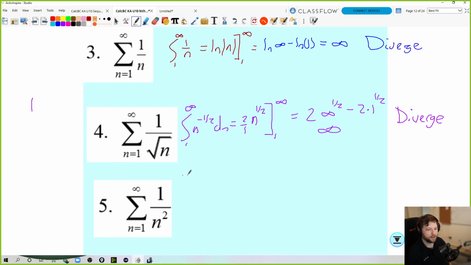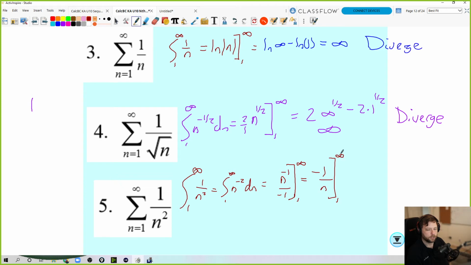And do the one down here. We integrate from 1 to infinity of 1 over n squared, which is the same thing as the integral of n to the negative 2 power from 1 to infinity. That's going to be n to the negative 1 over negative 1 from 1 to infinity, which is like negative 1 over n from 1 to infinity. We get negative 1 over infinity minus negative 1 over 1.